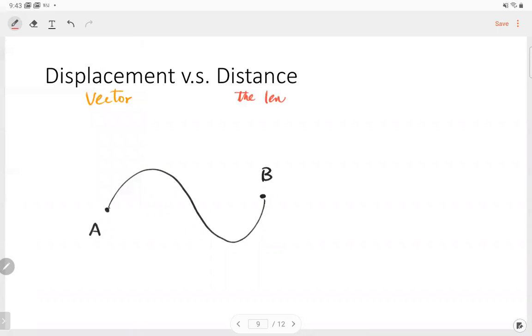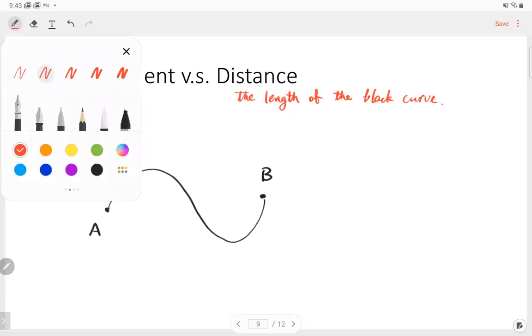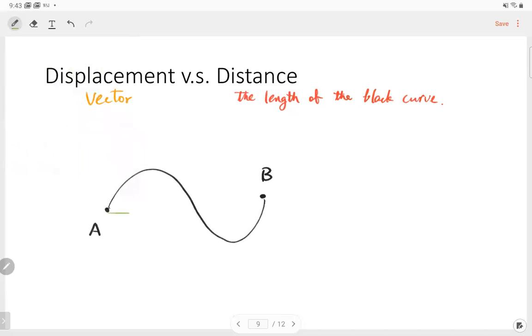Length of the black curve. Yeah, that's the distance. So it depends on the trajectory, the distance will change. But displacement is a constant. It's a linear contact. We just connect the point A to the B by a linear line.